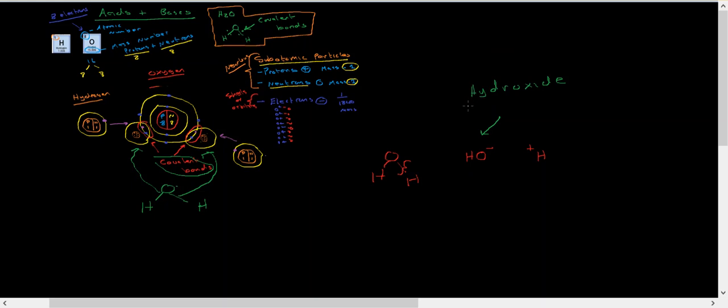Hydroxide ion. The hydro part comes from the hydrogen, and the oxide part comes from the oxygen. So you have a hydrogen and an oxygen, and this is a negatively charged ion. So it's called a hydroxide ion. And then on the other side, you have this guy here, which is known as a hydrogen ion.